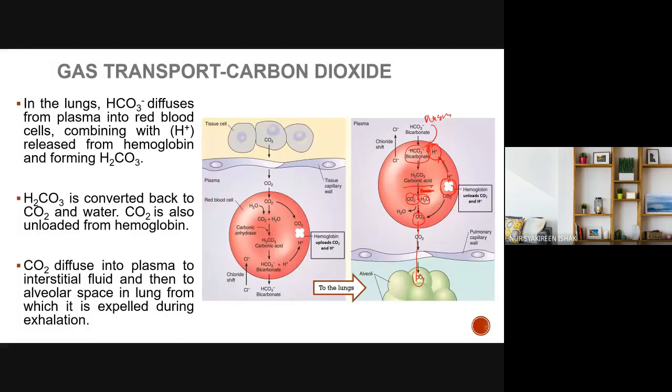Okay. So carbonic, sama je. So carbon dioxide diffuse into plasma, into the interstitial fluid, then into the alveolar space in the lung, from which it is expelled during exhalation. So expelled during exhalation. Okay.